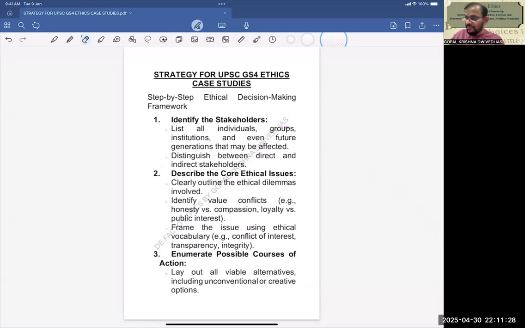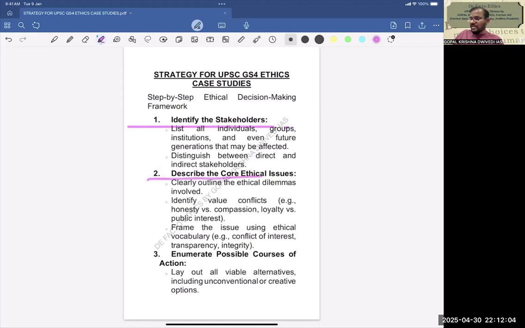First step in this is, identify the stakeholders. This is very important, because unless we identify the stakeholders properly, we will not be able to evaluate which stakeholder is being affected how. While listing the stakeholders, we should understand that stakeholders can be individuals, groups, or institutions, or even sometimes future generations. For example, if an environmental case study is there, then future generations also will become stakeholders. Then we should also remember that stakeholders may be direct or indirect. So that also should be kept in mind.